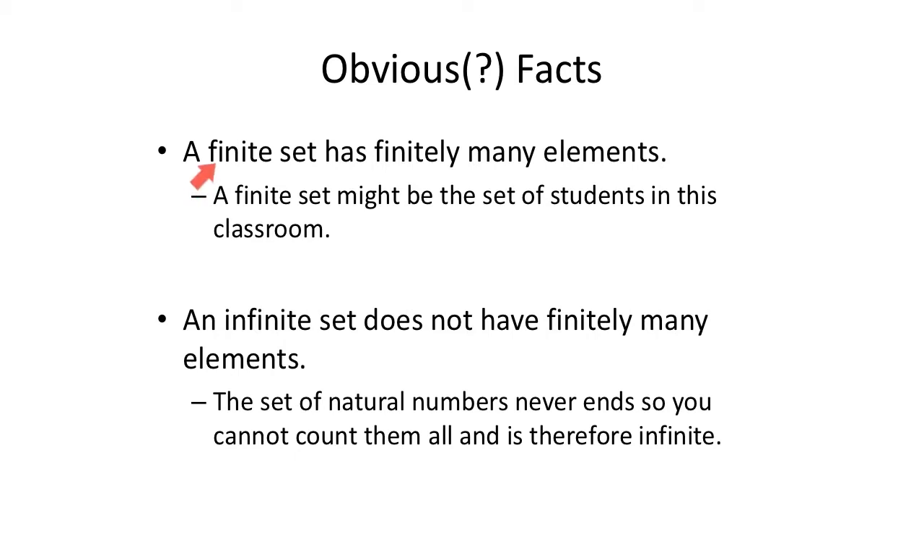We call a set finite if it has finitely many elements. All right, a finite set might be the set of students in one particular class. An infinite set does not have finitely many elements. So the set of natural numbers never ends. You can't count them all, and therefore it's infinite. There's no stopping point, there's no finite stop to it, so it's an infinite set.